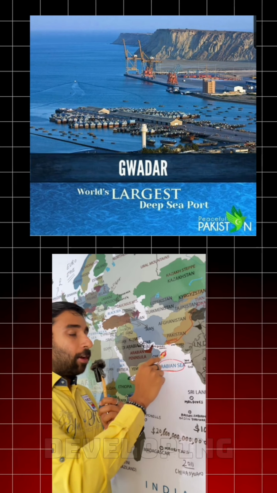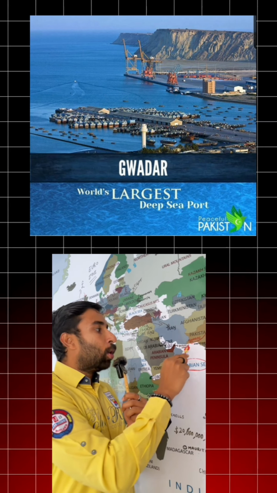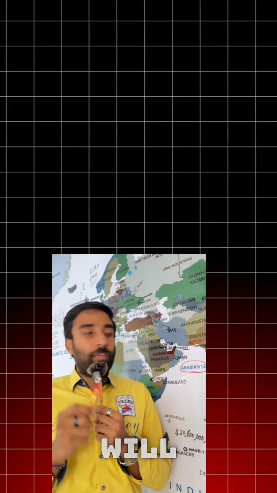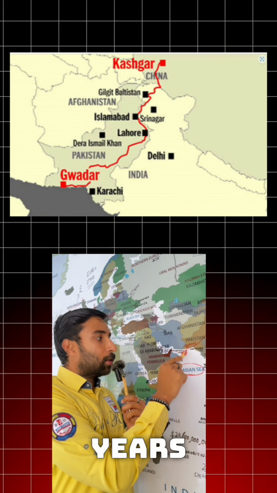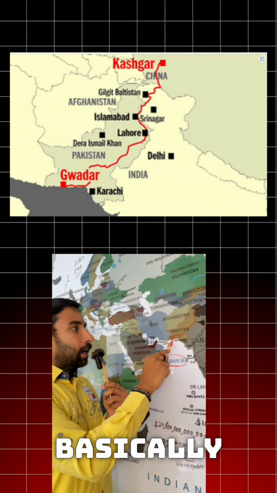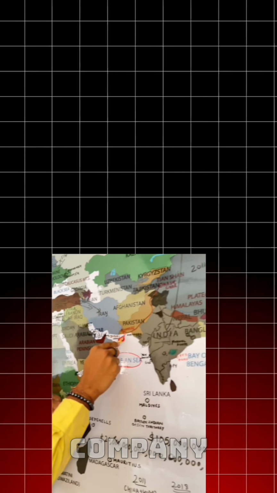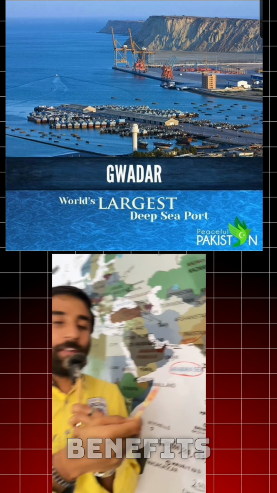Along with this, they are developing a special economic zone here of around 2,800 acres to attract foreign investment and will give tax benefits to all the foreign companies for the next 23 years, whoever is establishing their company in this special economic zone. So basically, Chinese companies will create their company in the Guadar special economic zone and then will gain tax benefits from the government of Pakistan for the next 23 years.